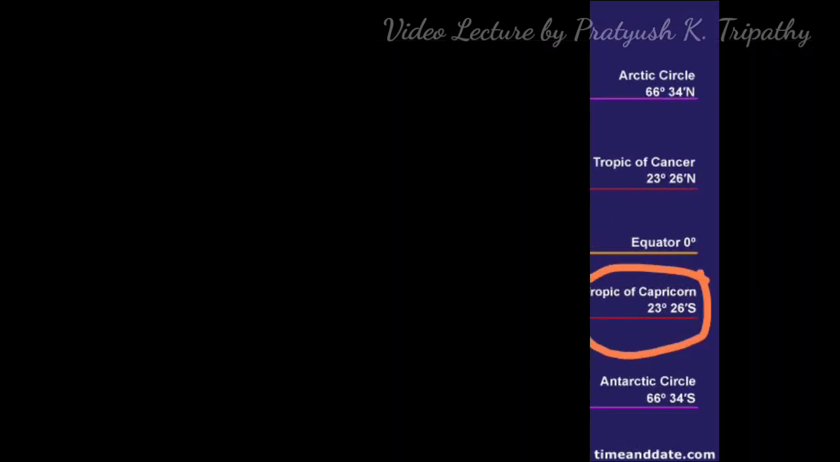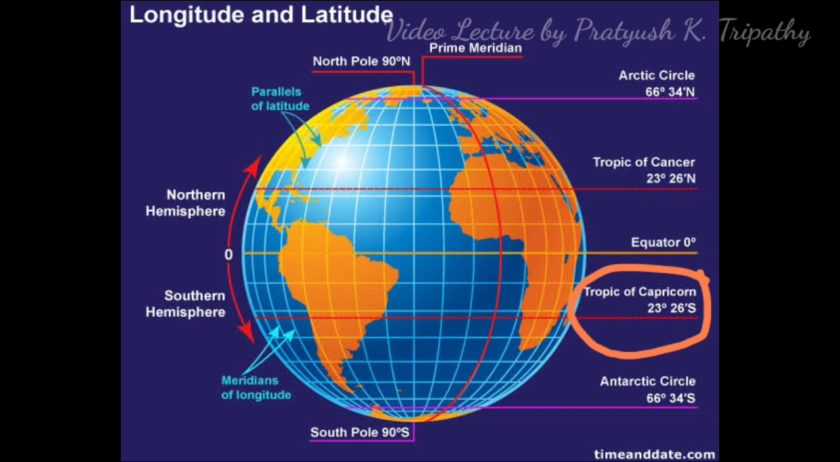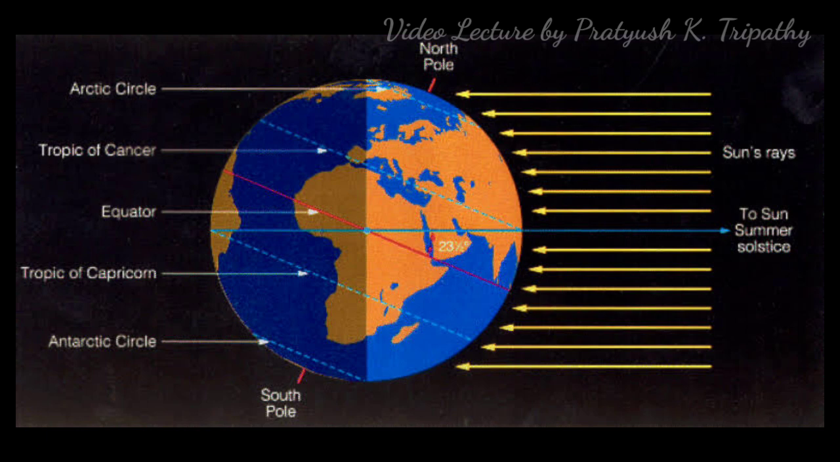Next is the Tropic of Capricorn. The 23.5 degree south latitude is the southernmost limit of the apparent movement of the sun. The sun is overhead at this latitude on December 22nd. It experiences the longest day on December 22nd as it is summer in the southern hemisphere when the sun shines directly overhead on the Tropic of Capricorn.